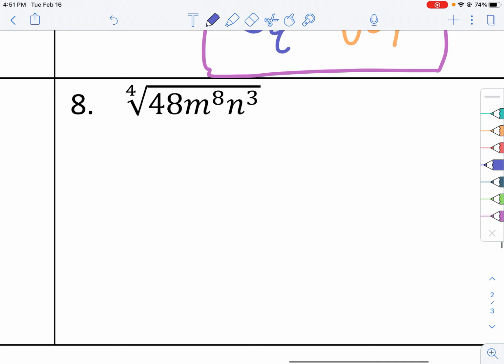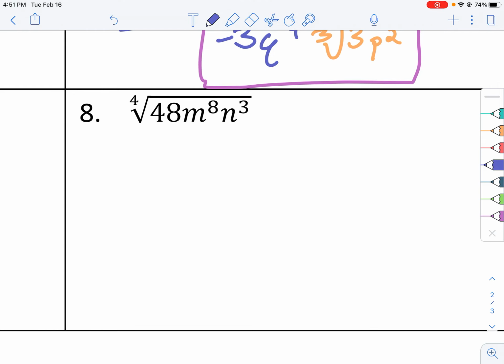And then last one here. Sorry, I know these notes are kind of going kind of long, guys. Just a lot to show you today.